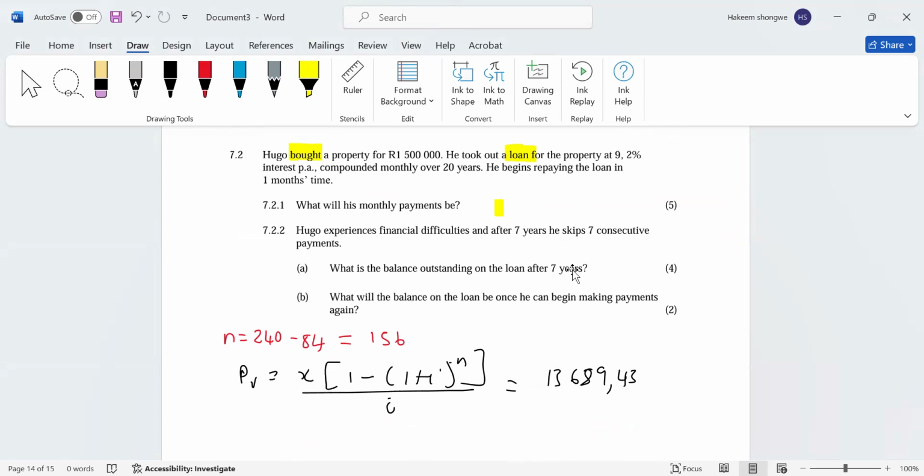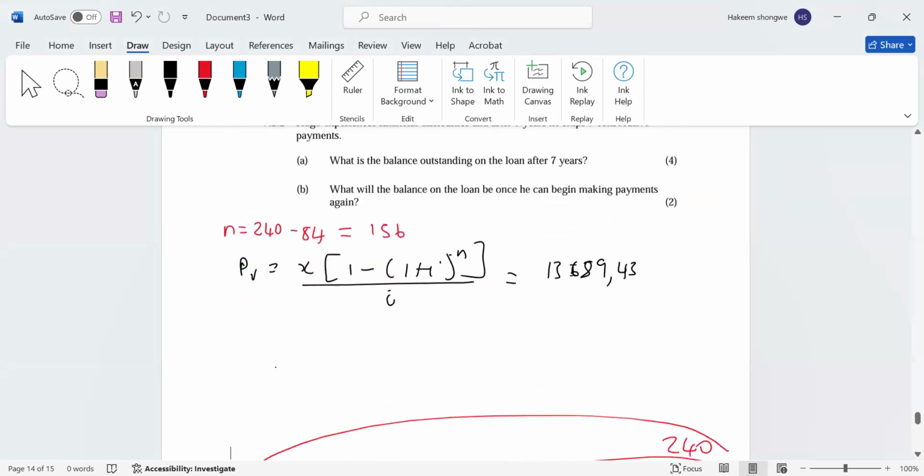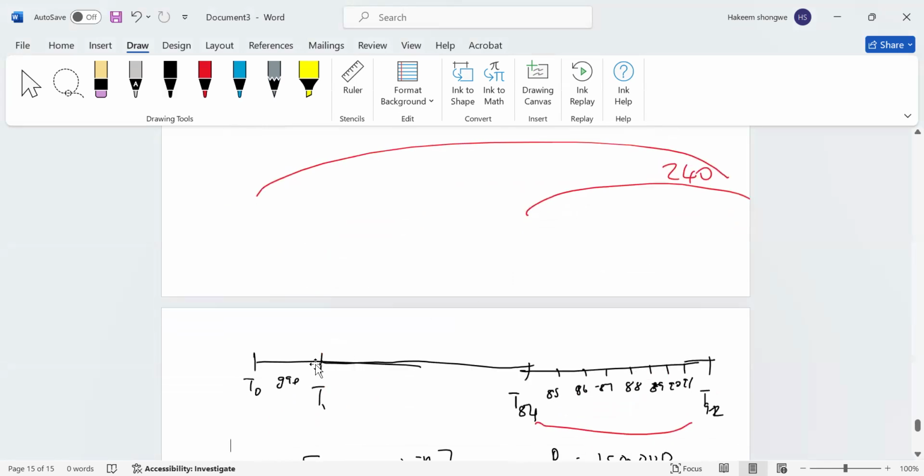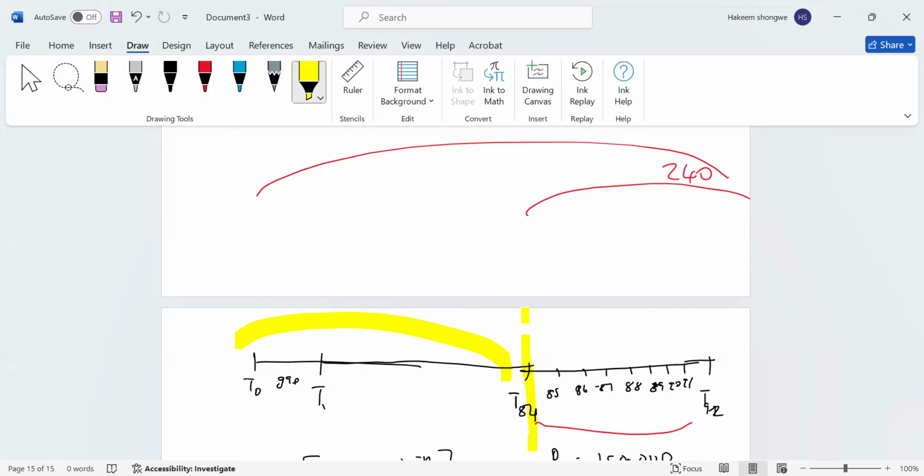For now, Tina, look at our timeline. The timeline is the one that is going to tell us a story. After payment 84, Hugo experiences financial difficulties here. So how much does he still owe starting from here to there? We don't care about the skipped payments as yet. Now we want to know, if he still has to pay the loan, how many months are still missing here that he still has to pay from here to there.